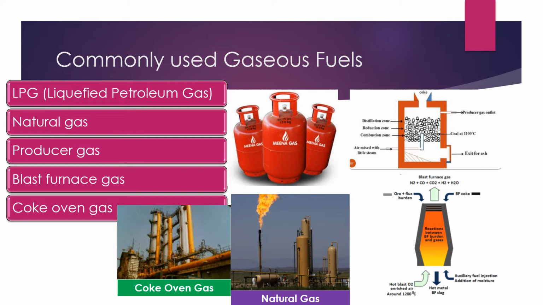Producer gas is fuel gas that is manufactured from materials such as coal as opposed to natural gas. Blast furnace gas is a byproduct of blast furnace that is generated when the iron ore is reduced with coke to metallic iron. Coke oven gas is formed by heating coal to 1100 degrees centigrade without excess of air.